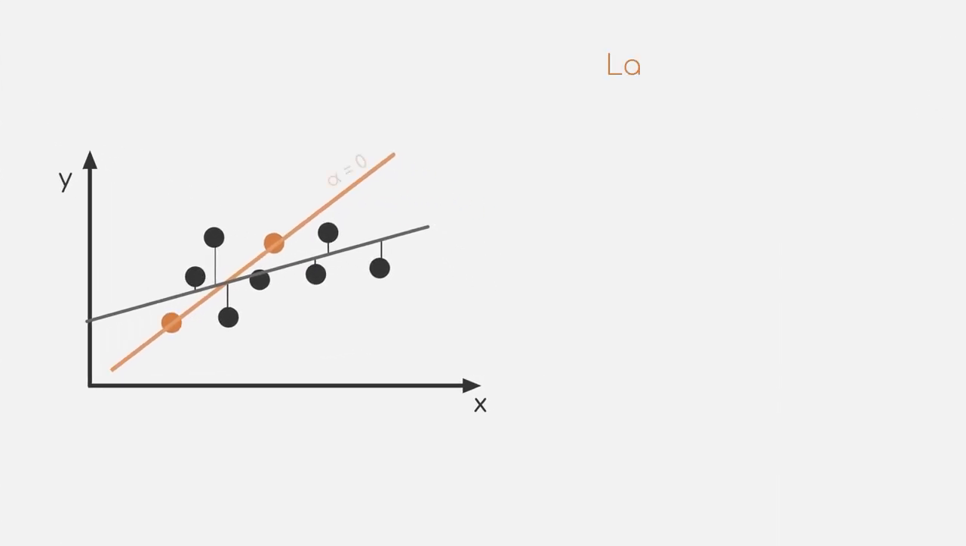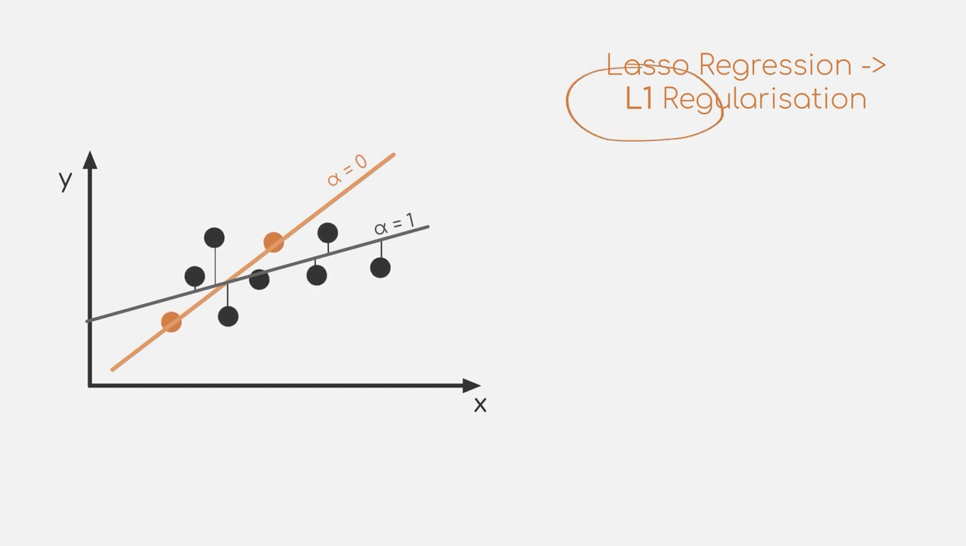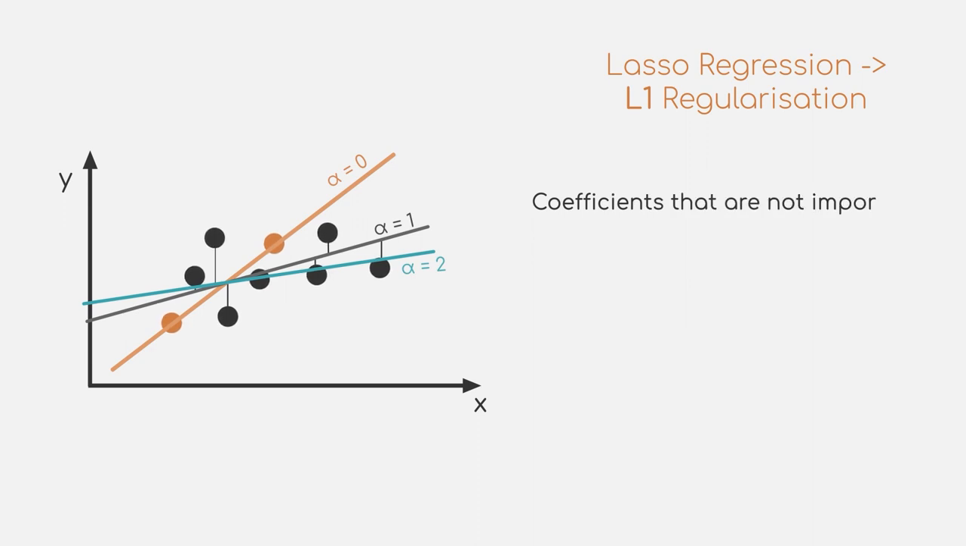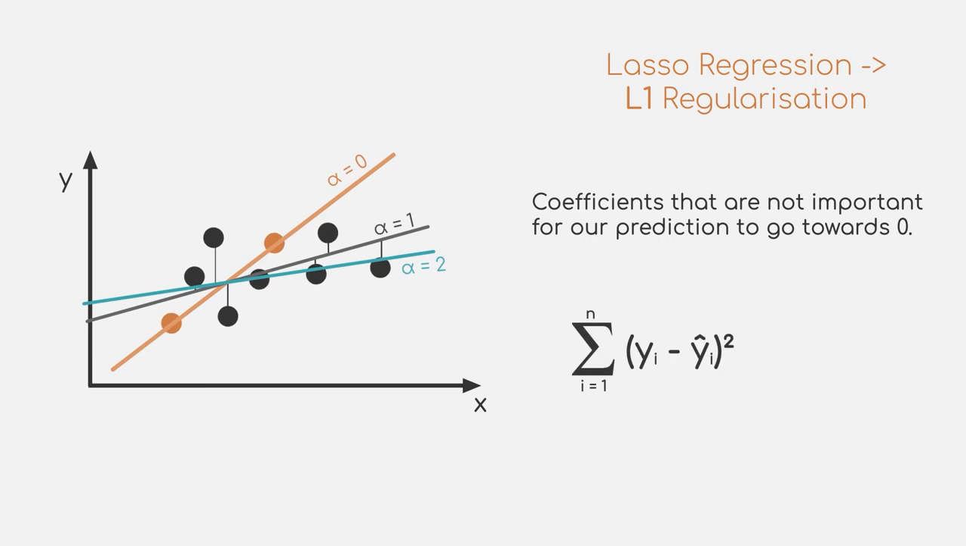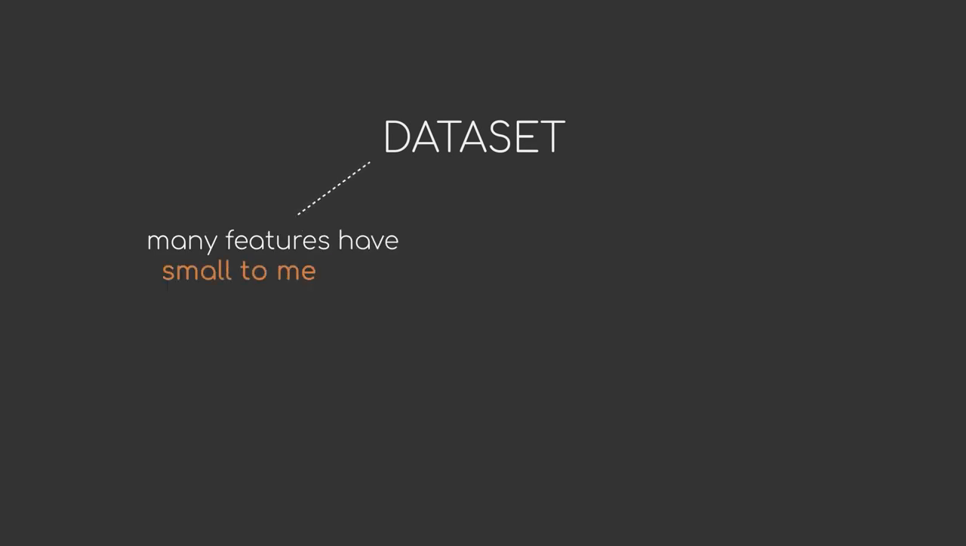Similar to this, lasso regression also adds a regularization term, this time around the so-called L1 regularization. Instead of trying to keep the coefficients overall at a small value, but still influential, the L1 regularization causes coefficients that are not important for our prediction to go towards zero. The term that is added is simply the sum of absolute values of the coefficients, once again coming with a hyperparameter alpha.